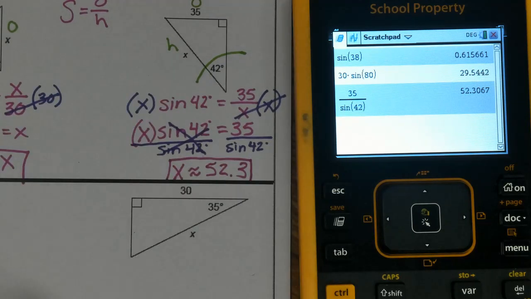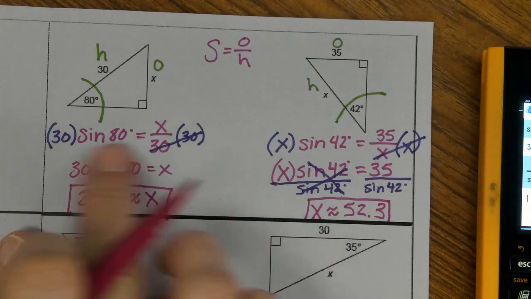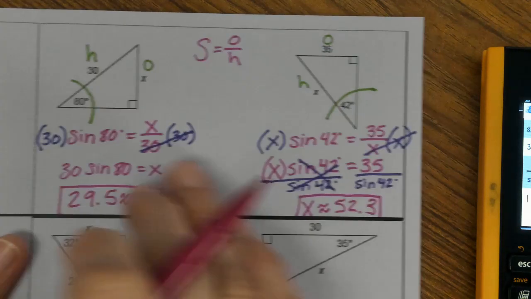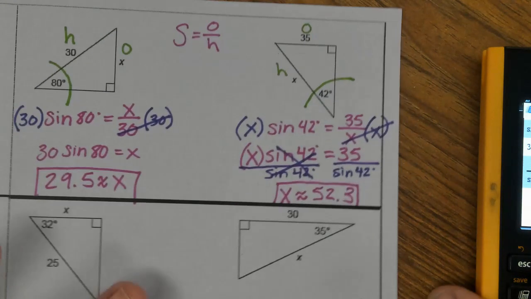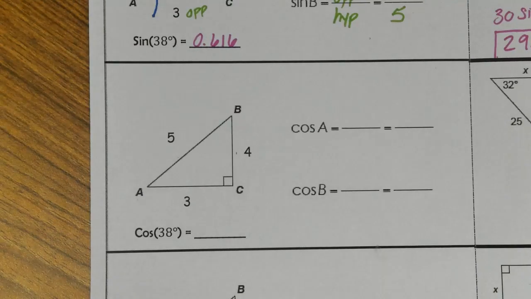All right, so we've gotten the multiply. Simple, just multiply both sides if it's numbers in the denominator, or dividing. All right, let's go ahead and talk about cosine now.